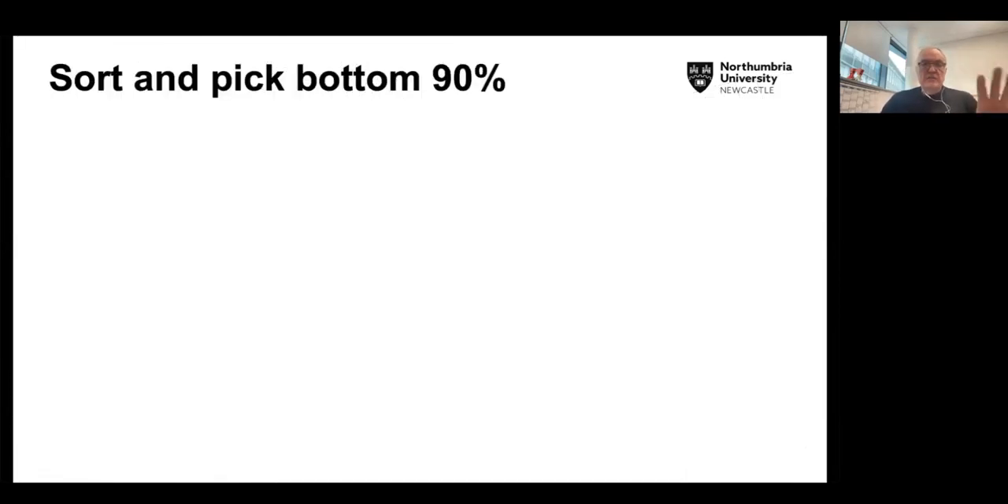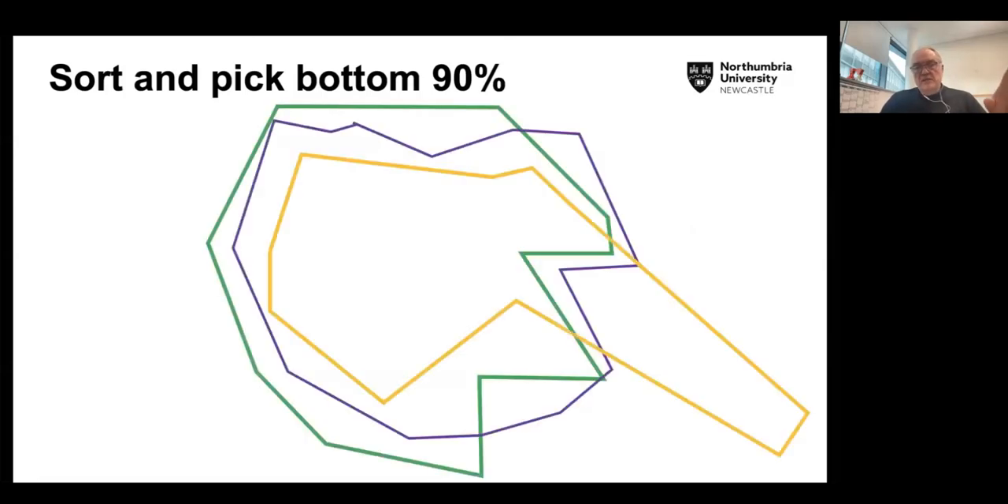So I did a radial version of that. So you do the radius, but this time you sort them and you pick the 90% closest to the beginning, the center of the line. Okay. So what's nice about that is that the edge of the polygon will always be on somebody's line that they've drawn. So that's quite nice.